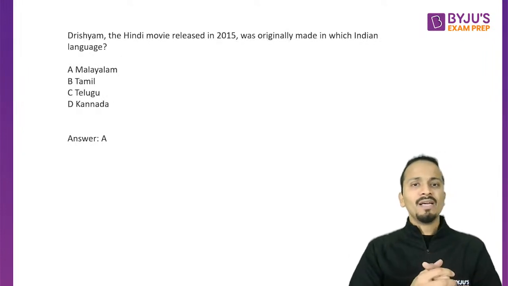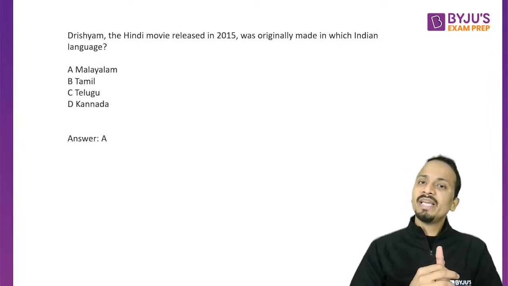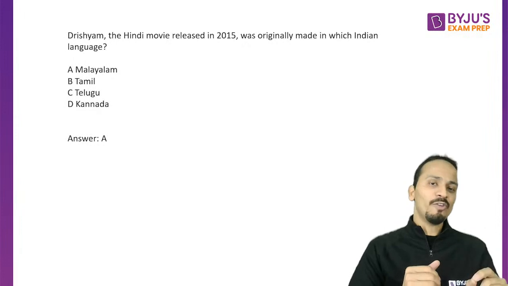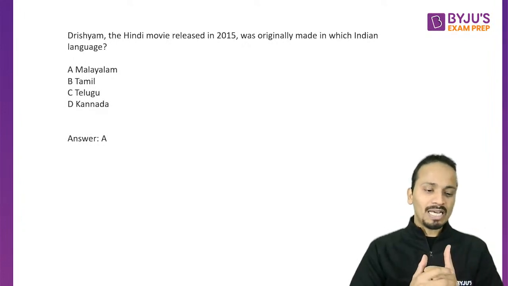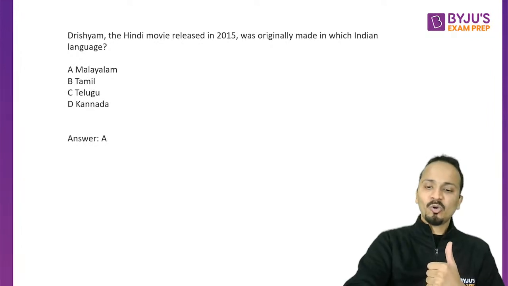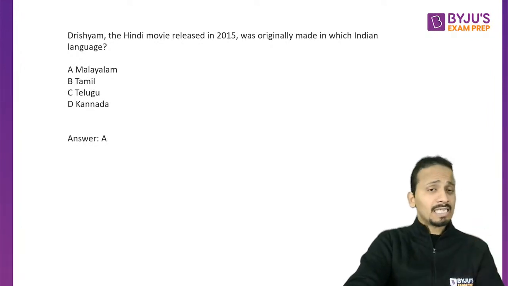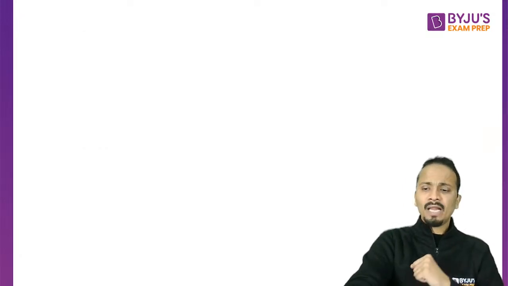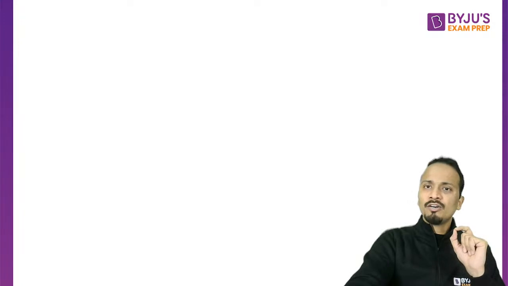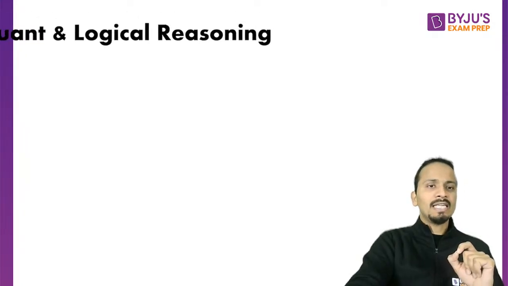Now, one question on movies. Drishyam, the Hindi movie released in 2015, was originally made in which Indian language? The answer is Malayalam, right? There were a lot of questions asked on arts and culture and different types of movies as well. Now some questions which you want to see on the QA and LR section.